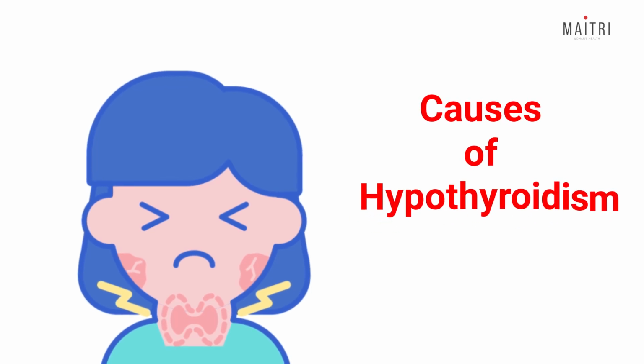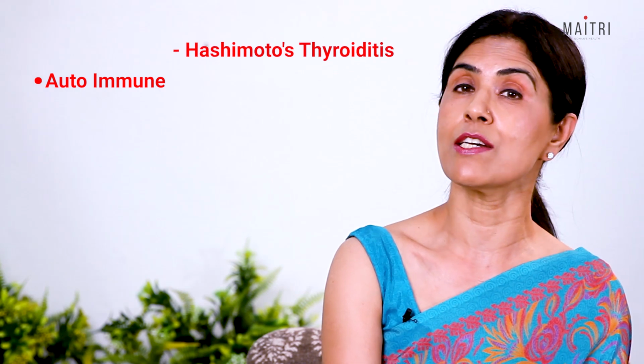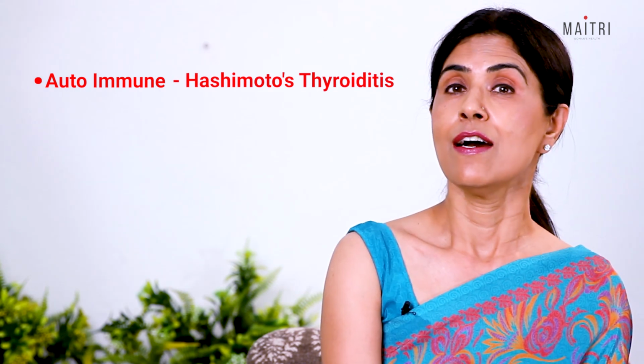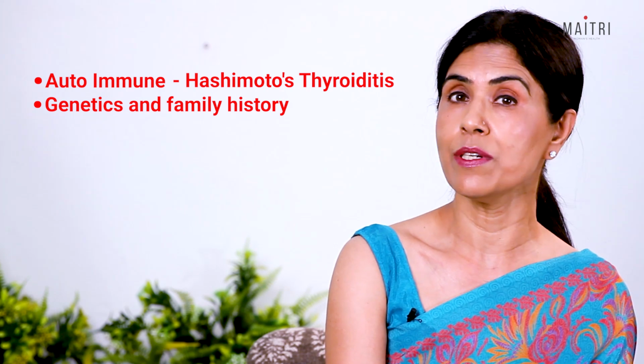So then, what causes the hypothyroidism? The most common cause of hypothyroidism is autoimmune, which means certain antibodies or certain immune cells form in the body which actually work against the thyroid gland and prevent it from doing its job of producing the thyroid hormones. For example, Hashimoto's thyroiditis.